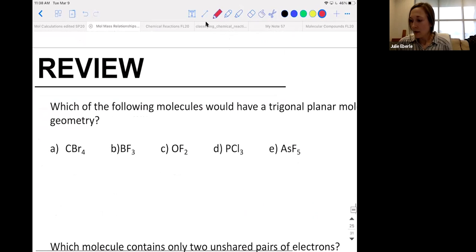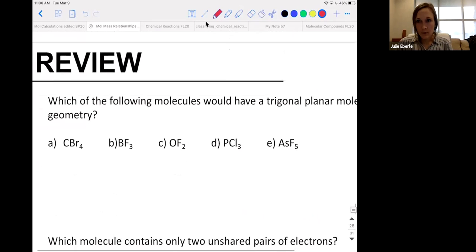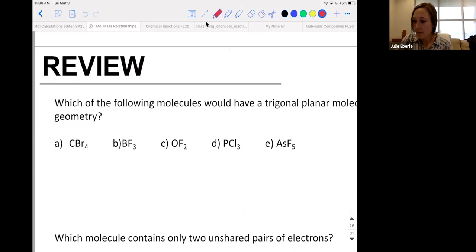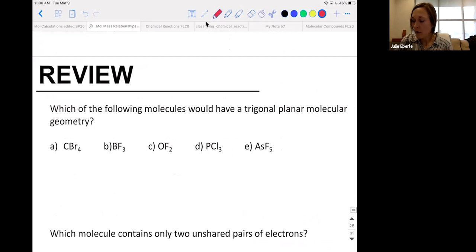Okay, let's do a little molecular geometry, and then we're going to be coming up on time to switch over to Kahoot in just a minute. All right, which of the following molecules would have trigonal planar geometry? So this morning I did not have time to jump over to the table, but I bet I have time to scroll to it right now.